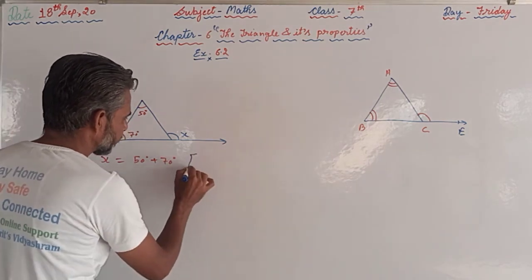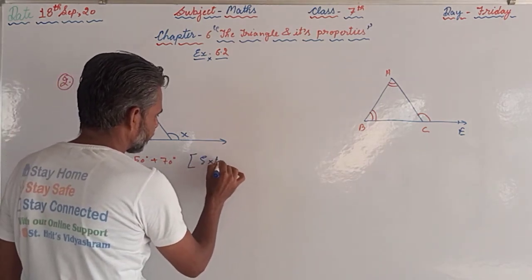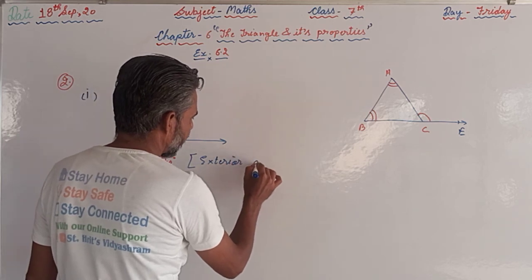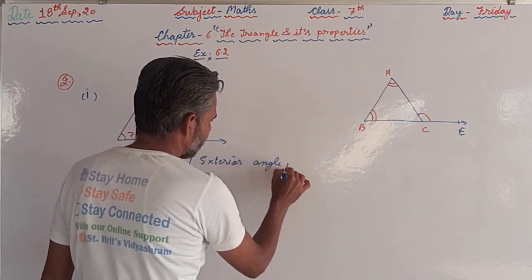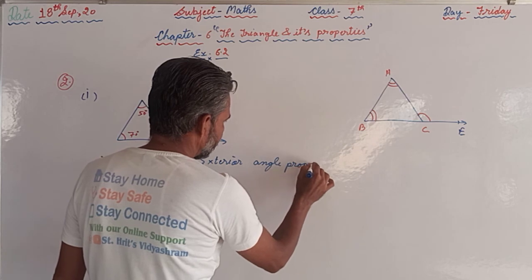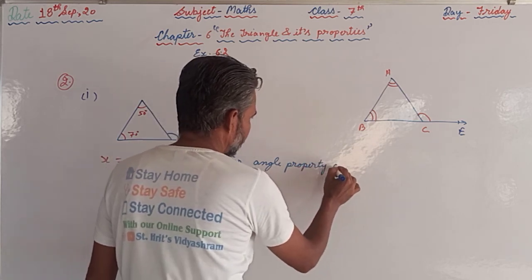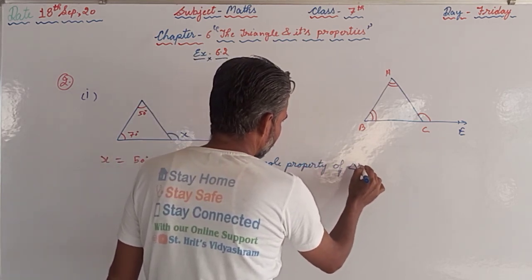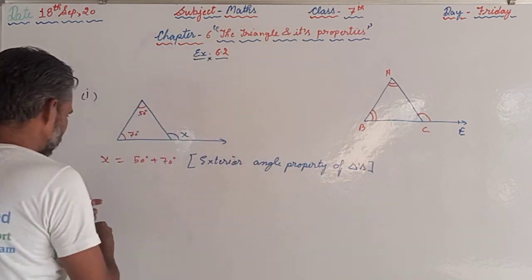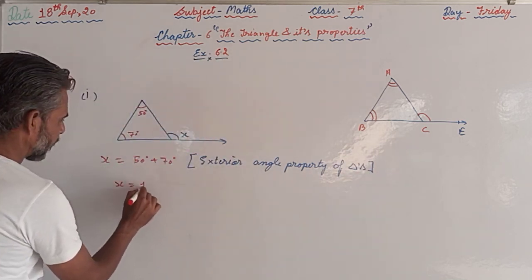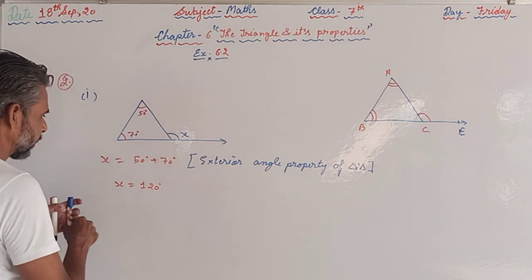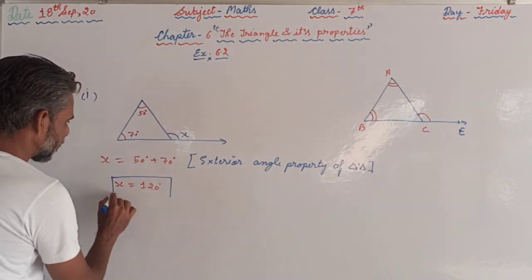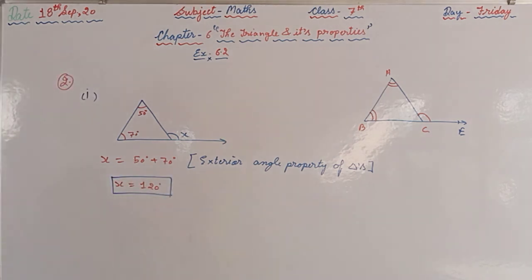Why? Exterior angle property of triangles. So x will be equals to 120 degrees. So we are supposed to use that property in all the parts given in question number 1 as well as in question number 2.